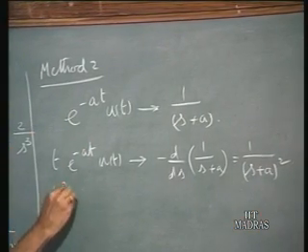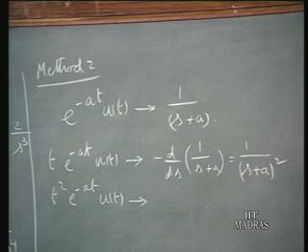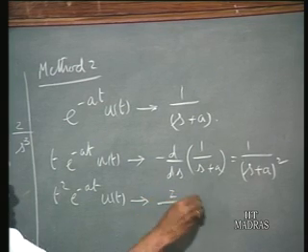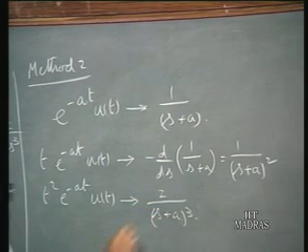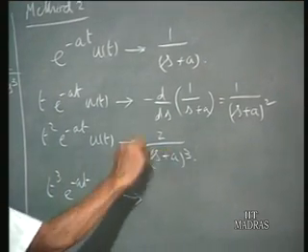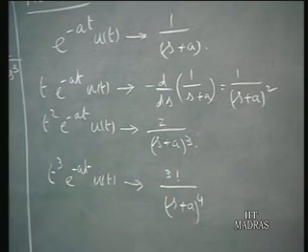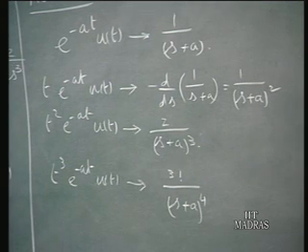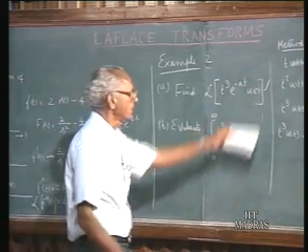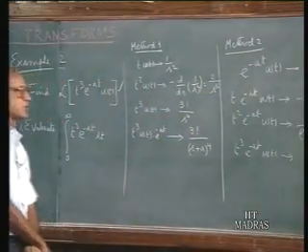Then likewise, t squared e to the power of minus a t u(t). That will give me, by the same process, taking the derivative of this with respect to s and putting a negative sign, 2 over (s plus a) whole cube. And t cubed e to the power of minus a t u(t) will fetch me 2 times 3, 3 factorial over (s plus a) to the power of 4. So that is the same result that we obtained earlier. So this problem, we worked this out taking 2 different approaches, starting with the Laplace transform of t cubed u(t) first, or the Laplace transform of e to the power of minus a t first. These are 2 alternative ways of doing this.